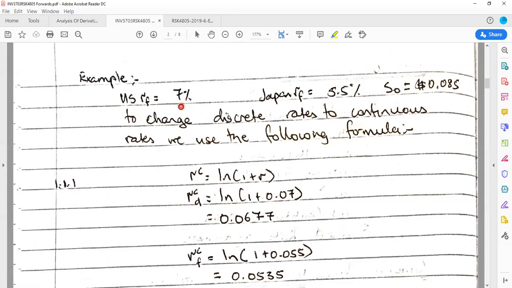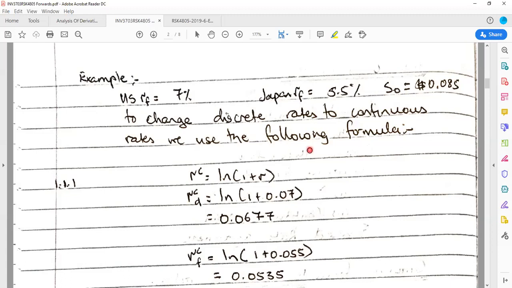It looks at all 9 study units. I think it's 8 or 9 study units. So I'm just combining these classes, RSK 4805 and INV3703, because you both cover the first things up until the 5 chapters, and then I'll continue with the rest of the course with the individuals in RSK 4805. So the questions do overlap.